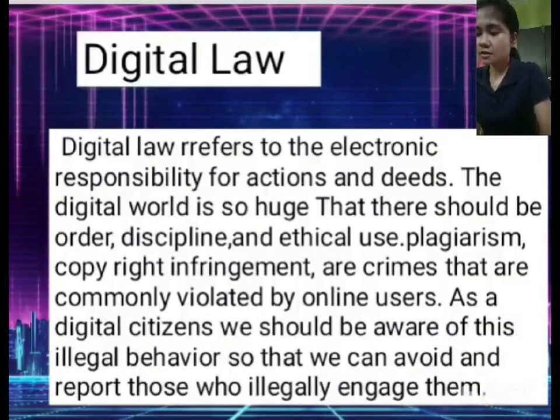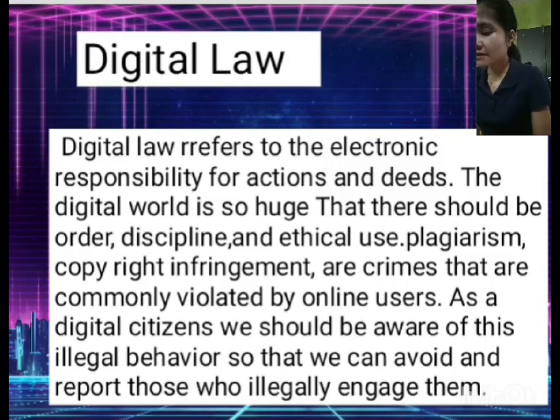Next is the digital law. Digital law refers to the electronic responsibility for actions and deeds. The digital world is so huge that there should be order, discipline, and ethical use.